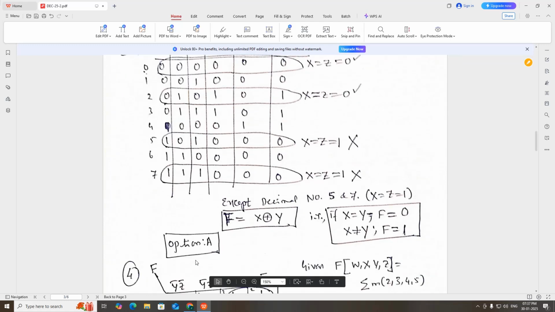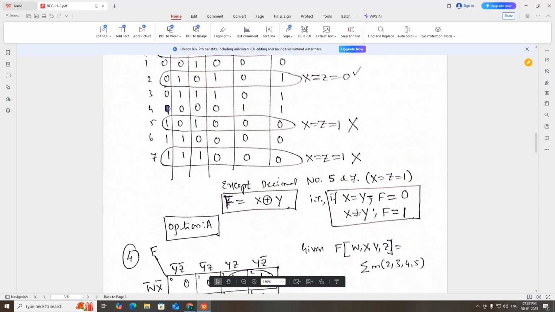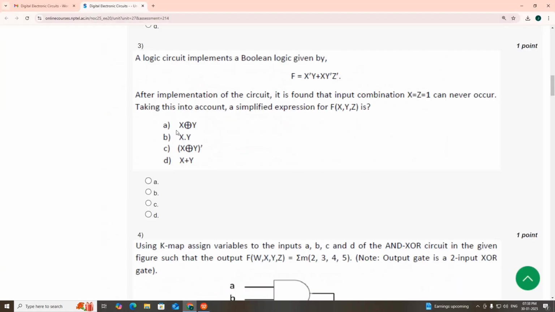The answer is option A. So we have exclusive OR operation, option A.